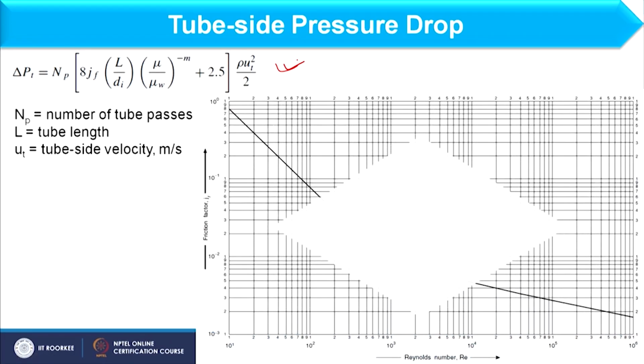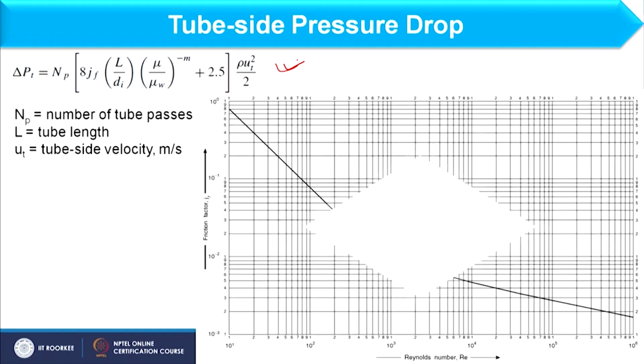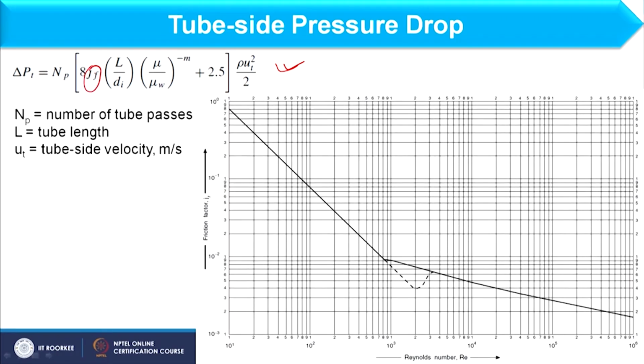So, here we have the expression which we just discussed about pressure drop in the tube side, and JF, that is the frictional factor, you can compute using this curve, right. That will also depend on the Reynolds number, and once you have the JF value, you can find out the pressure drop considering this expression. Okay. I hope this method is clear to you, and next we will discuss the shell side pressure drop.